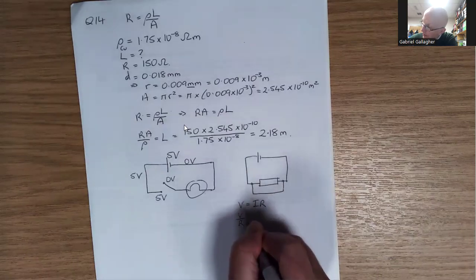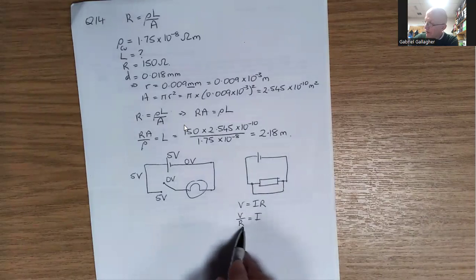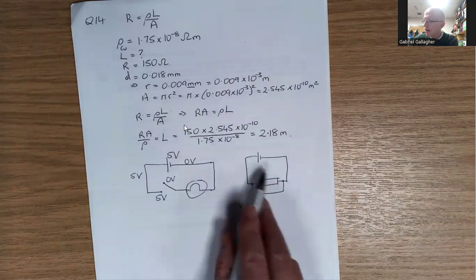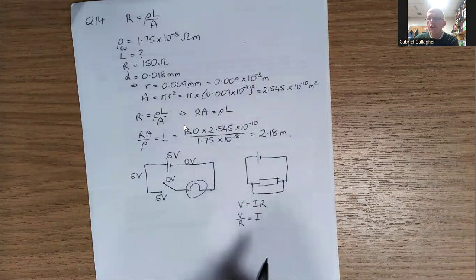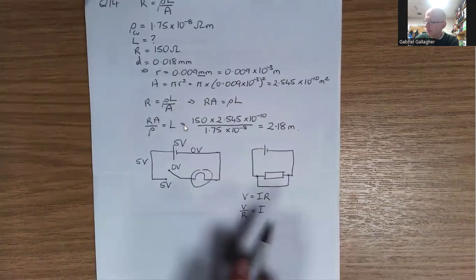V over R equals I. If R is very, very small, then you get a huge current. Huge currents lead to heating, and this is a fire risk. So short circuits can be very, very serious because of that effect.